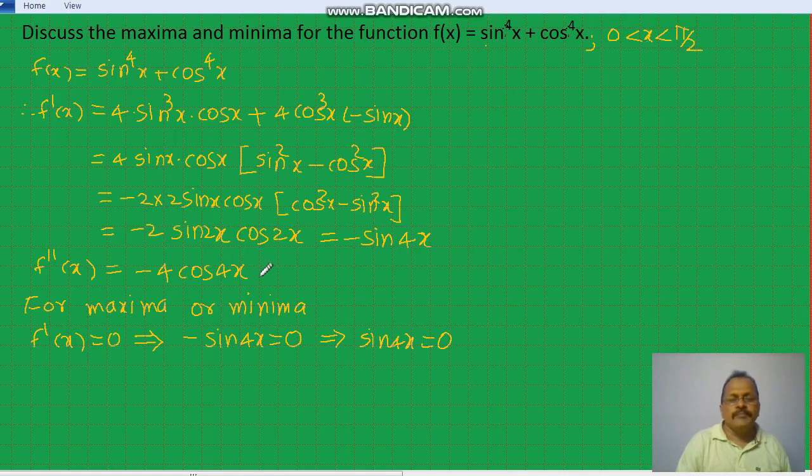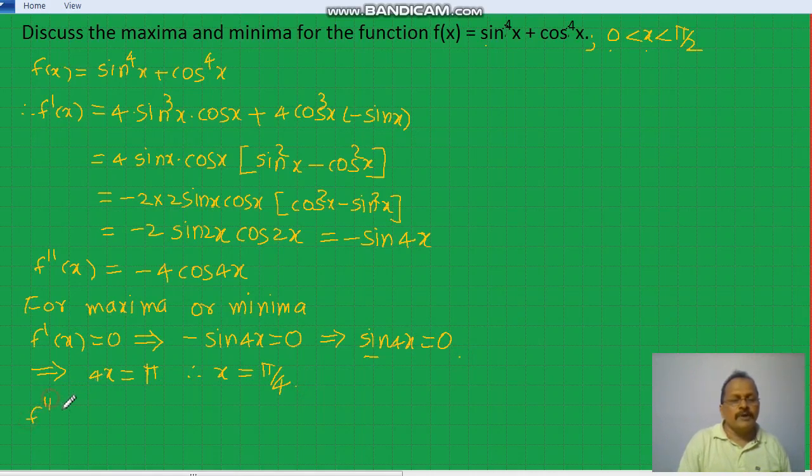This is correction, and this implies that 4x is equal to pi, and therefore x is equal to pi by 4. This value satisfies 0 less than x less than pi by 2, and therefore x is equal to pi by 4. There are infinitely many values of x for which we get sin 4x is equal to 0, and therefore x is equal to pi by 4.